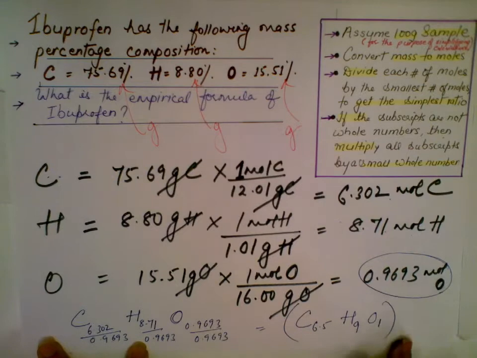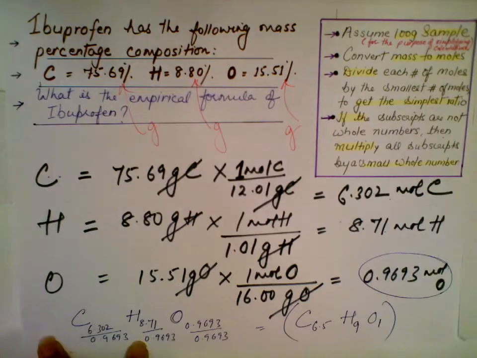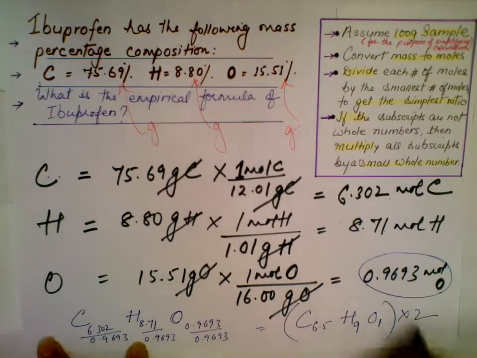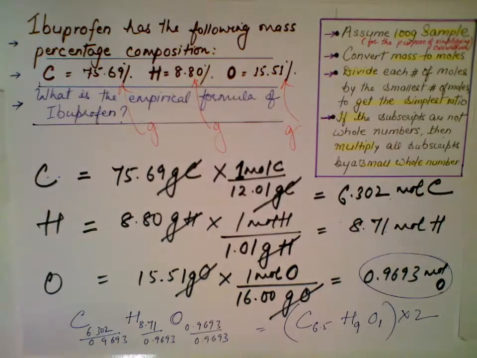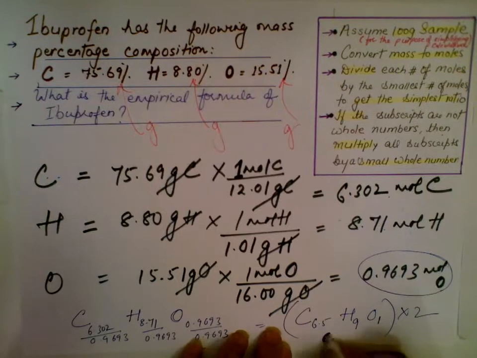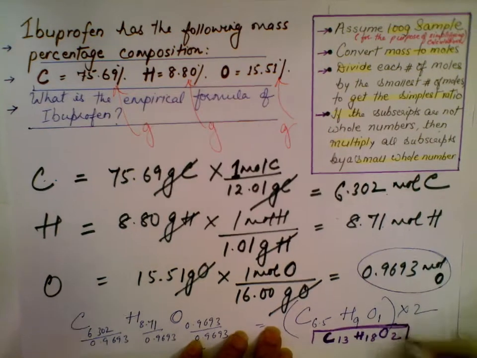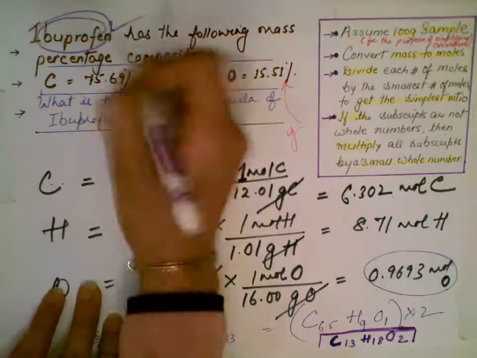So our job is, if the subscripts are not whole numbers, then multiply all subscripts by a small whole number. So if I do times 2, then 2 times 1 is 2, 2 times 9 is 18, and 2 times 6.5 will be 13. So 6 carbon, 13 hydrogen, 18, and oxygen 2. This is the empirical formula of ibuprofen, this one.